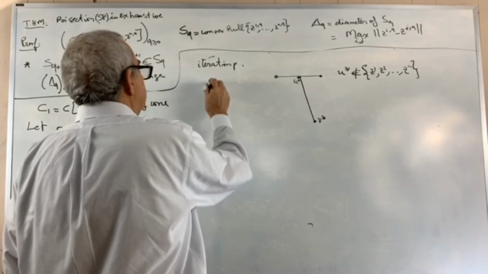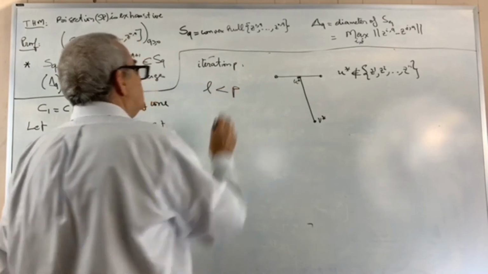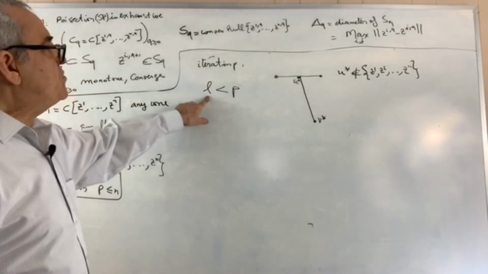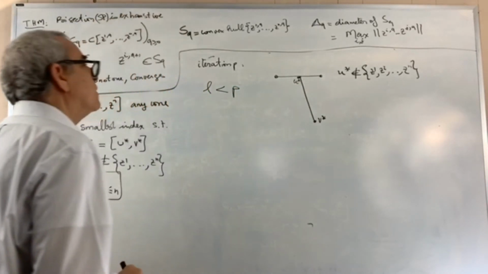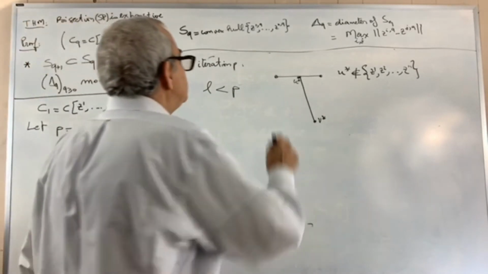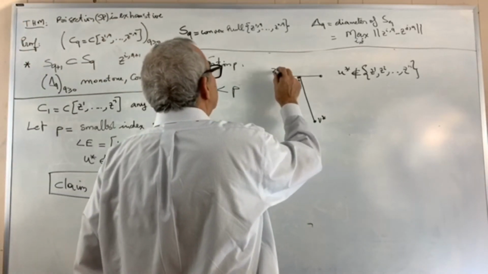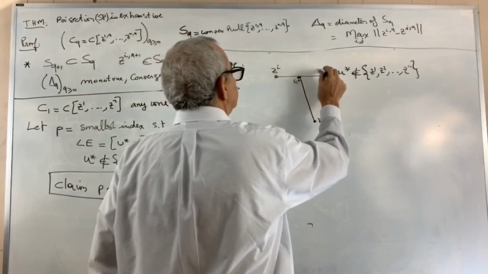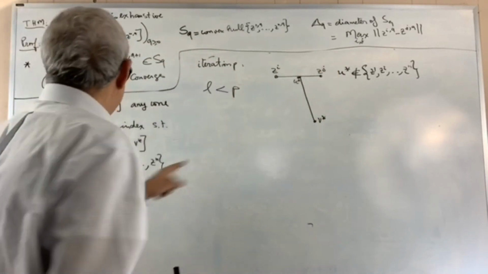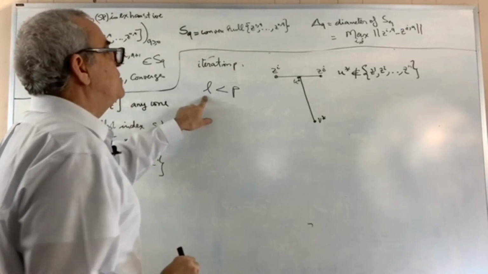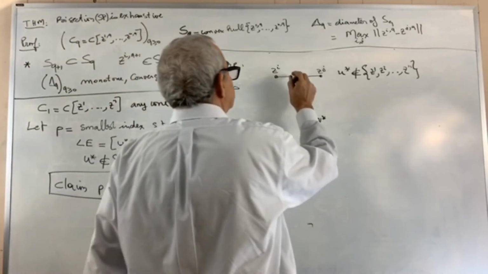Let's call it L, right? From a previous iteration, u star was the midpoint of the longest edge, okay? And that longest edge has to be Zi, Zj. It has to be, okay? If it's not one of the Zi, Zj, then P would be equal to L. So this is true.